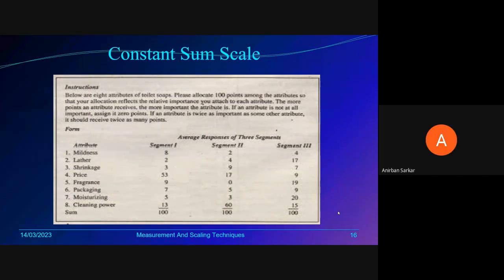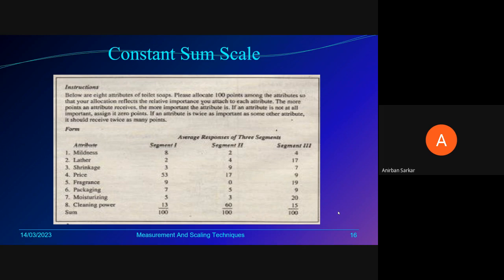So it means that as a marketing manager, you are assigned the task to position your product in a particular segment of the market. If you are playing on price, you will select segment one type of consumers. If your brand is playing on cleaning power, you will be targeting segment two type of consumers. And if your toilet soap is a balanced toilet soap having cleaning power, moisturizing, fragrance, lather, all these characteristics more or less there, you will be targeting segment 3. Is this clear to you?